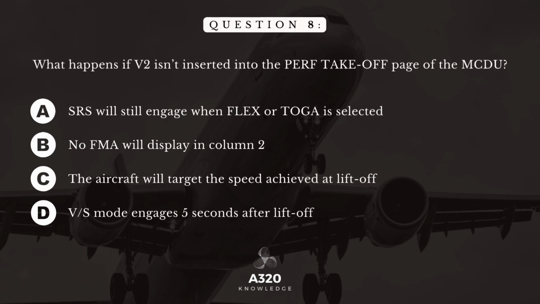Question 8. What happens if V2 isn't inserted into the perf takeoff page of the MCDU? A. SRS will still engage when flex or toga is selected. B. No FMA will display in column 2. C. The aircraft will target the speed achieved at liftoff. D. Vertical speed mode engages 5 seconds after liftoff.